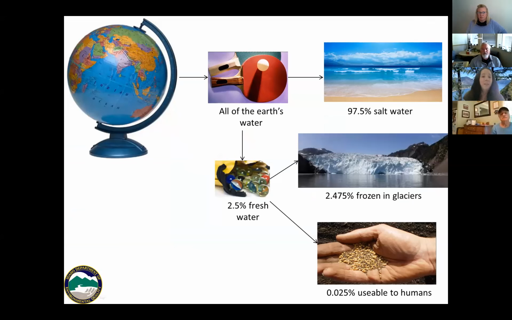Okay, so I just want to let everybody know kind of what we're talking about. If you look at the planet and the amount of water that's on the earth itself, only 2.5% of that water is fresh water, the rest of it is salt. And 2.475% of that fresh water is tied up in the glaciers and ice caps, so only 0.025% of water is usable to humans. It is not a renewable resource, so what we've got is what we've got, and that's the importance of maintaining good water quality on the surface waters and in our freshwater systems.